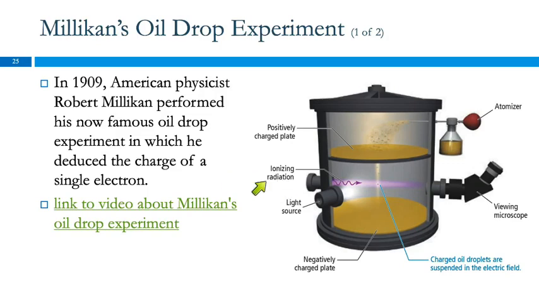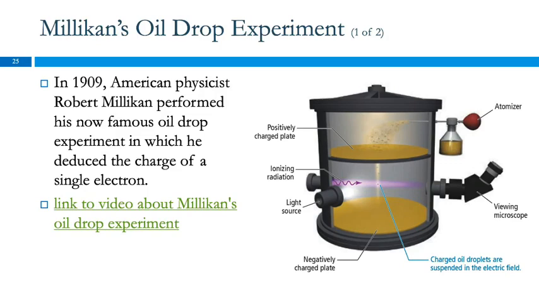Then he's got this ionizing radiation shooting in here, and what that does is it causes electrons to stick to the particles. So an oil droplet might get 1 electron, it could get 2 electrons or 5 electrons. You can't control how many electrons the droplet gets, but it's going to have some electrons on it. That gives the droplet a negative charge.